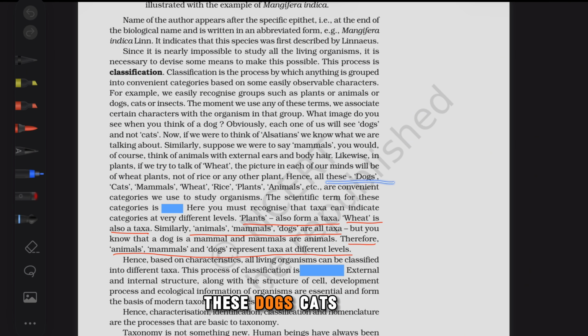All of these like dogs, cats, mammals, wheat, rice, plants and animals etc. are convenient categories we use to study organisms. The scientific term for these categories is. Right, the answer is taxa. And here you should remember this important line. Hence, based on characteristics, all living organisms can be classified into different taxa. This process of classification is called. Right, the answer is taxonomy.